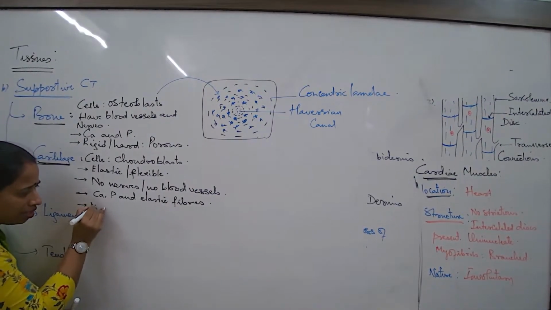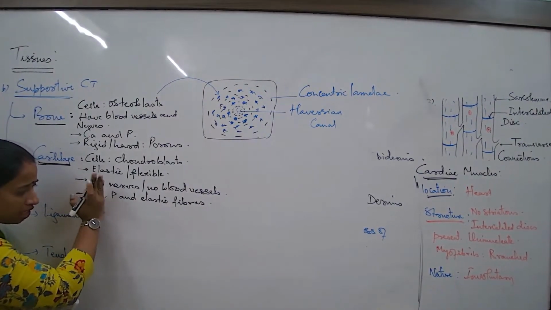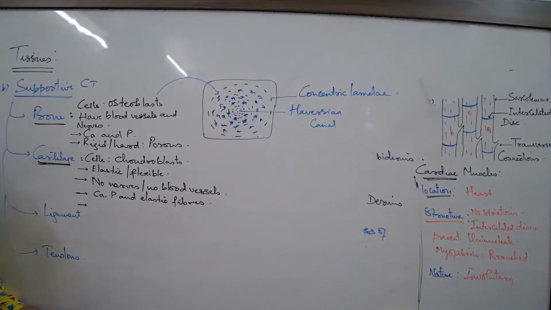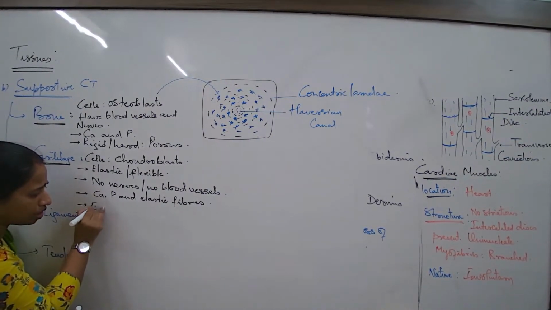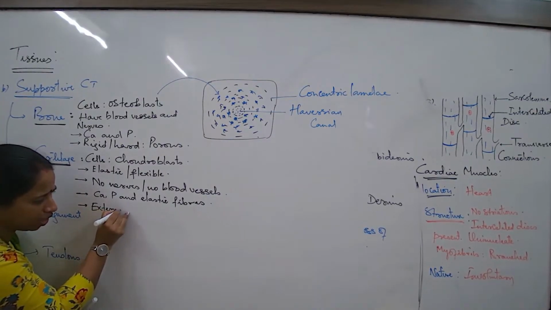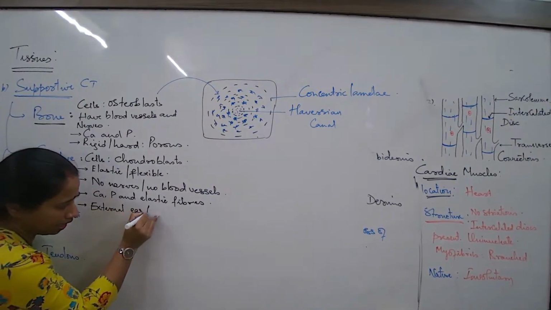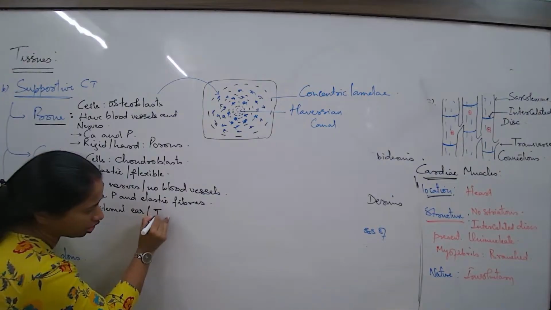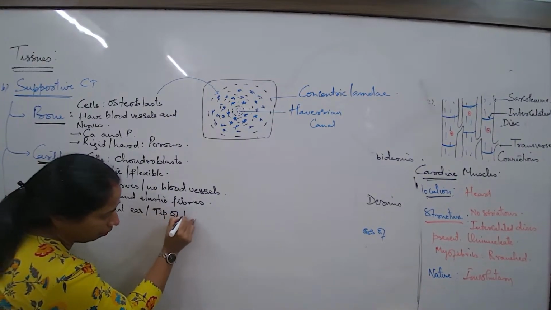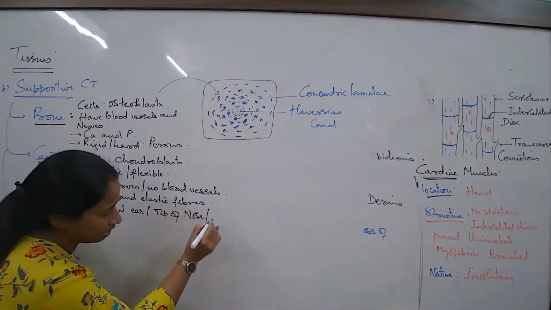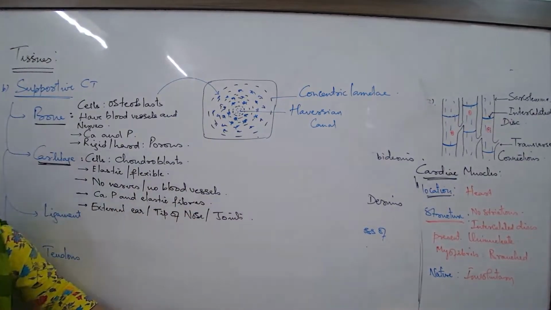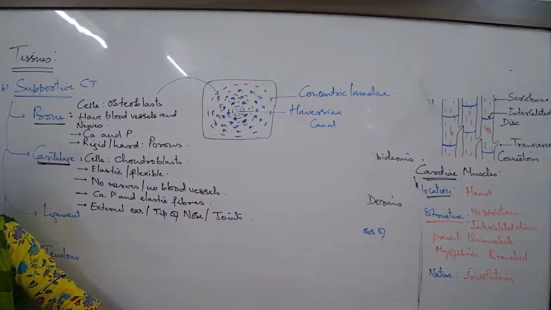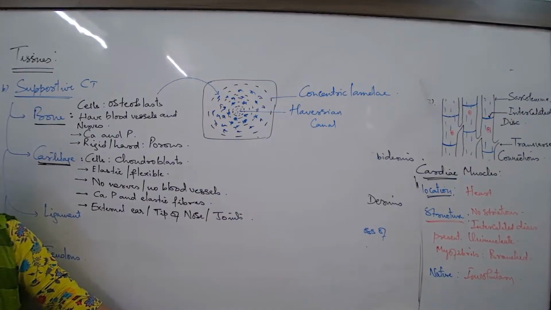Where are they present? Some locations. For cartilages, we cannot say that they are present all over the body. So, what are the locations? Some common locations of cartilage: they are present in the external ear, in the tip of the nose, and in the joints all over the body.